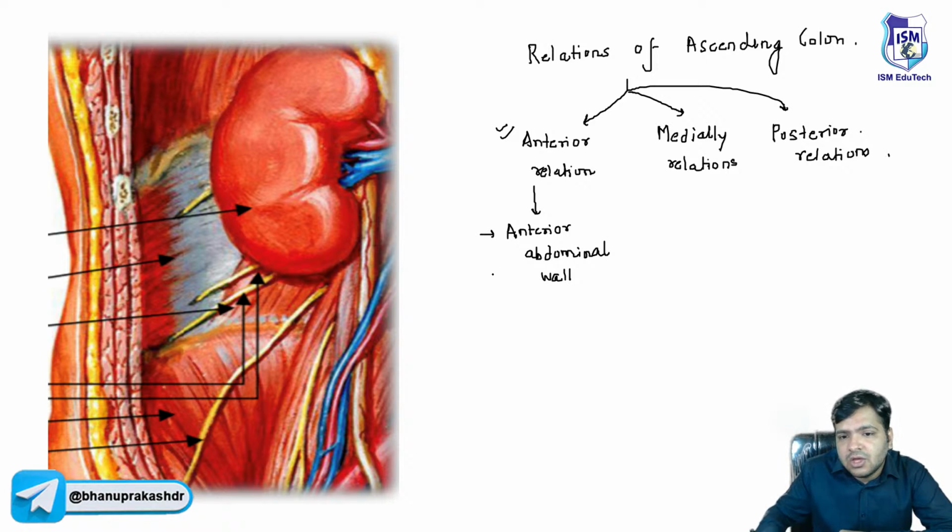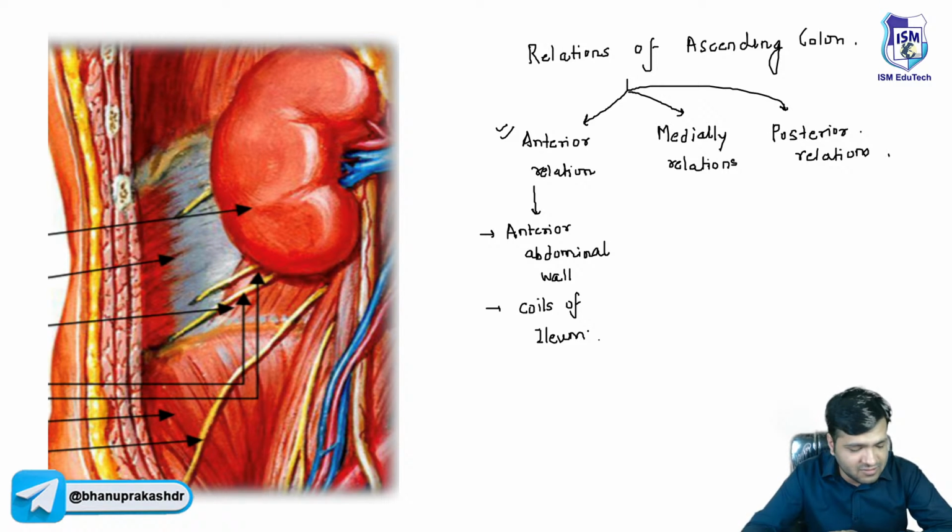Apart from that, beta, you will also see anteriorly that there are coils of ileum. You know the small intestine has three parts: duodenum, jejunum, and ileum. So at some portions you will see coils of ileum that are covering the ascending colon anteriorly. Medially also, beta, you will see the coils of ileum.